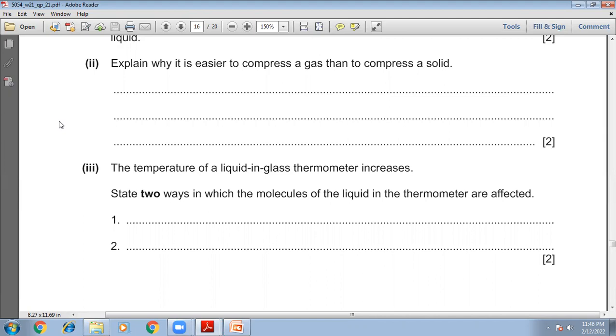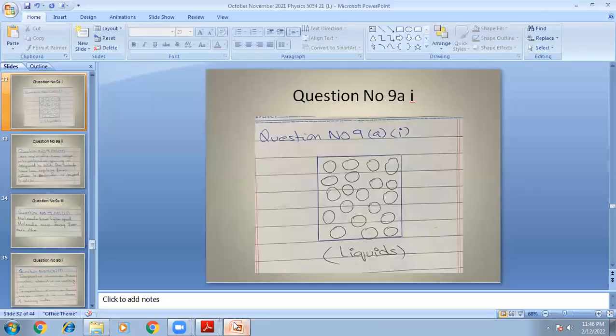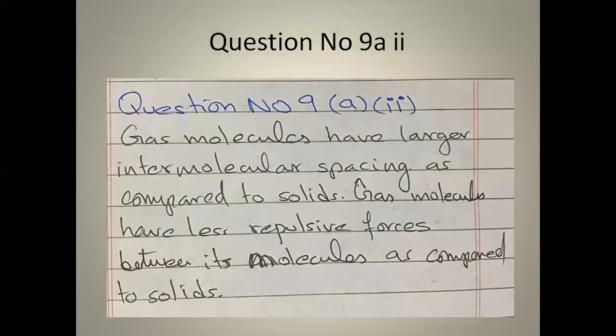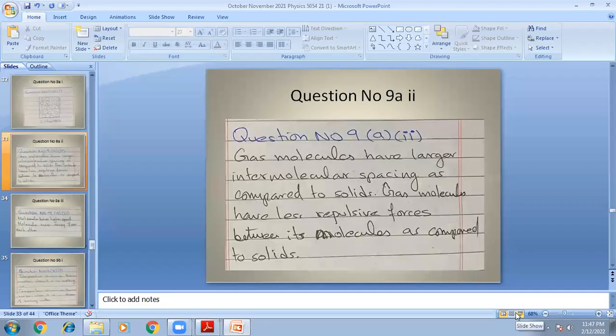So it's a 2 marks question. Let me show you my written answer. So here we go. Gas molecules have larger intermolecular spacing as compared to solids, and the gas molecules have less repulsive forces between its molecules as compared to solids. So that's why it's easier for the gas to be compressed.